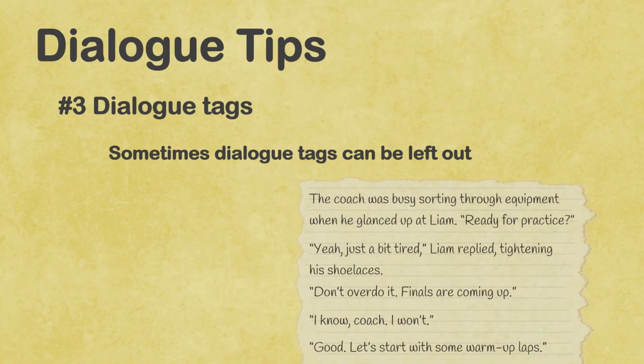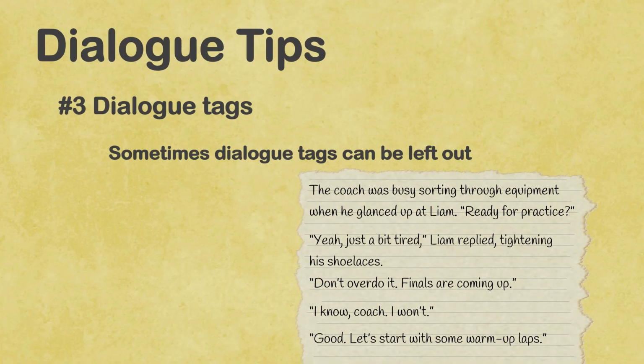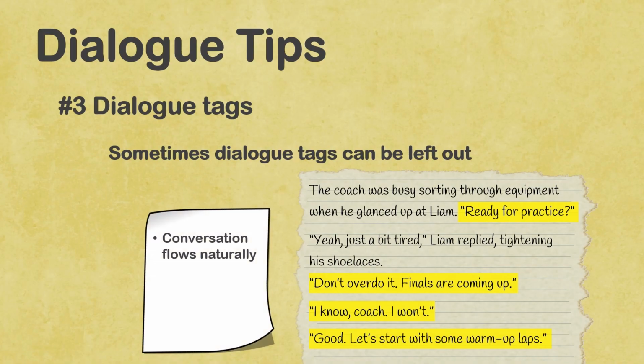Here's an example. Most of the lines of dialogue don't require tags because the context makes it clear who's speaking. This allows the conversation to flow naturally and keeps the reader engaged.